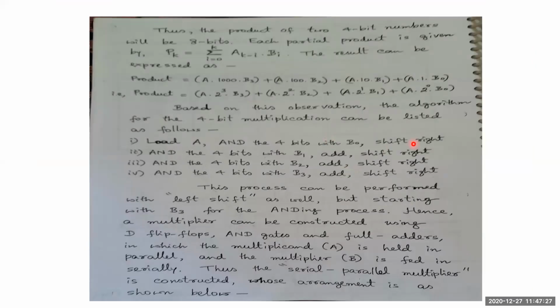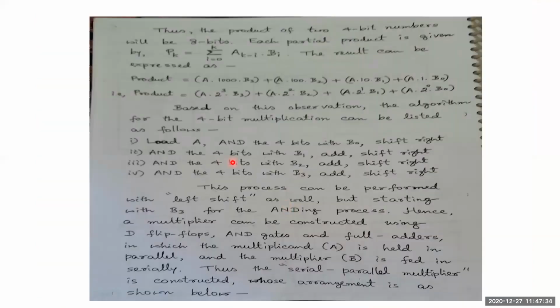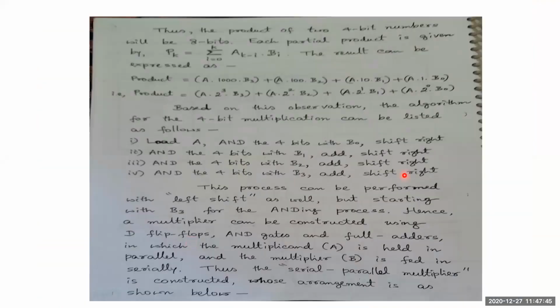Then it goes on shifting to the right. The next one: the second step in the algorithm is what? AND the 4 bits with B1. All the 4 bits are ANDed with B1, and then it is shifted to the right. Then again in the next step, AND the 4 bits with B2, add, and that will again be shifted to the right. The algorithm is in this fashion. Whatever we have done, we try to put in terms of the algorithm. So these are the steps of the algorithm.